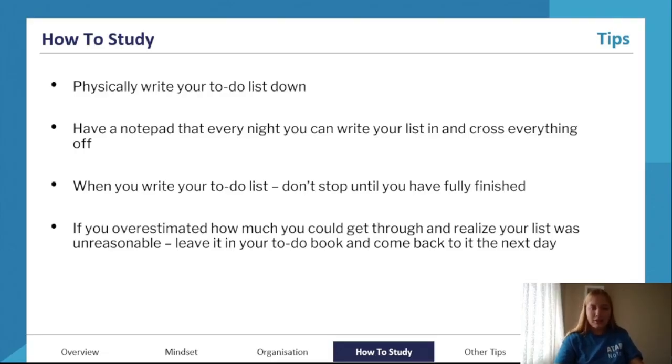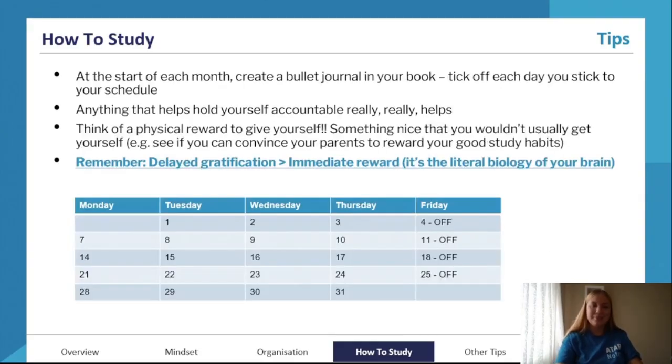And if you overestimated how much you could get through and realized your list was unreasonable, too long, with too many tasks in there, don't cross it out. Just leave it in your to-do list and come back to it the next day or whenever you end up having time. But try not to put it off too much.